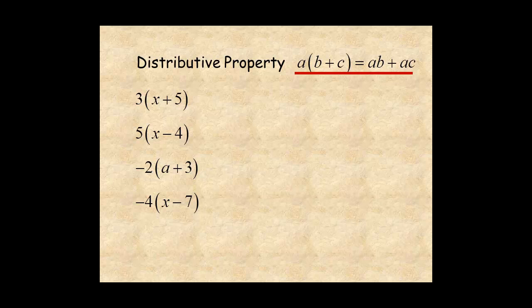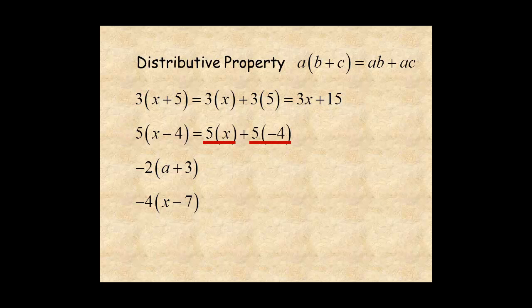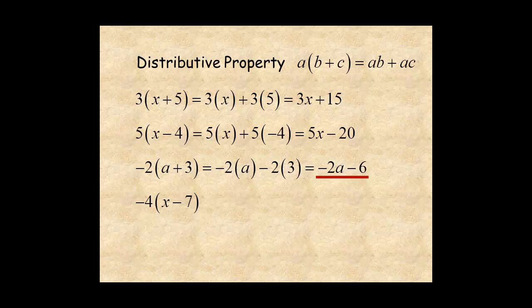For example, 3 times (x plus 5) is 3 times x plus 3 times 5, for 3x plus 15. And 5 times (x minus 4) is 5 times x plus 5 times negative 4, for 5x minus 20. And negative 2 times (a plus 3) is negative 2 times a minus 2 times 3, for negative 2a minus 6. And finally, negative 4 times (x minus 7) is negative 4 times x minus 4 times negative 7, for negative 4x plus 28.